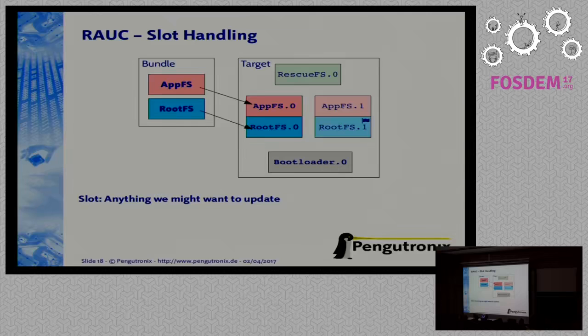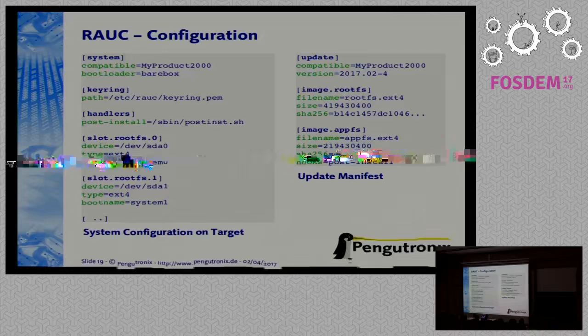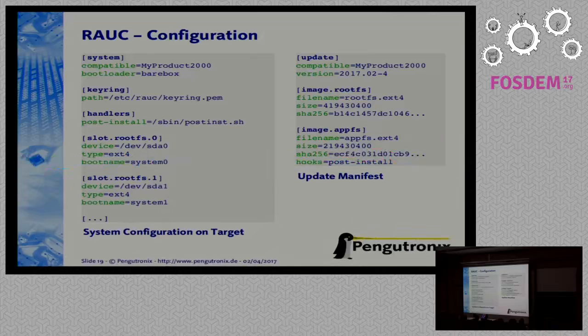Here's a sample configuration. This one is the system configuration. This is normally stored on the target's root file system. We have some basic information about the system, about the keyring, and here it defines the slots that you may update. And then you have here the update manifest. You can see the compatible string that has to match between the target and the update itself, and the image description of those images you want to install. For example, this root file system image would be installed on one of these slots, depending on which is detected as currently inactive by Rauk.